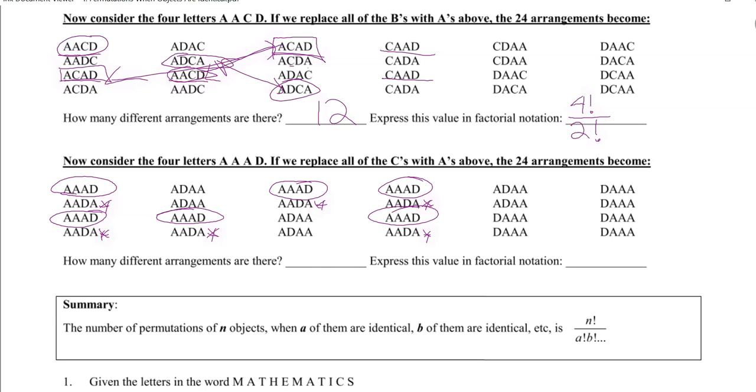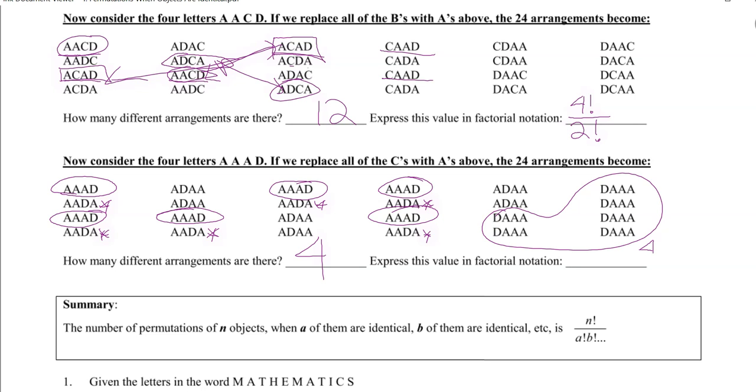So either the D is in first place, or the D is in second place, in which case there's 6 of those, because the rest of them are A's. It's either in first place, second place, third place, or at the end. So there's only 4 ways that can happen. Express this in factorial notation.